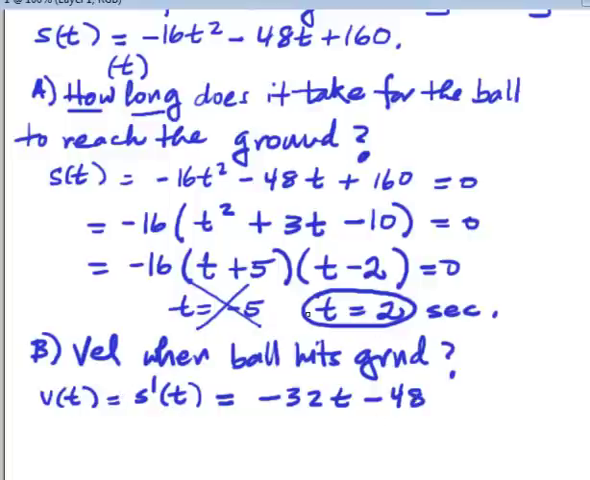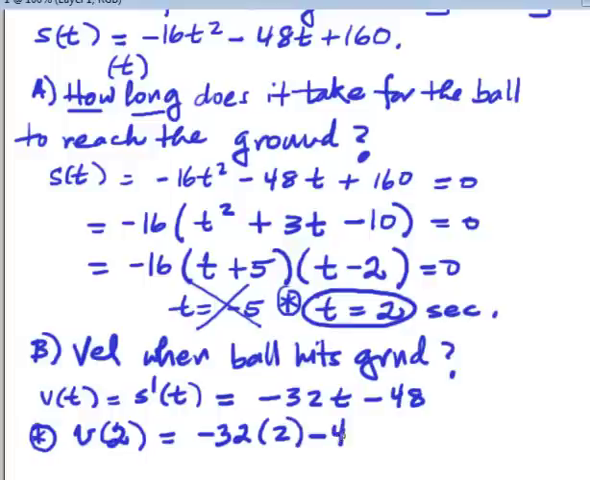Well, the ball hits the ground when t is equal to 2. So we're going to substitute in t is equal to 2. So we're going to find v of 2. It's minus 32 times 2 minus 48. Okay, and that's equal to minus 112 feet per second.